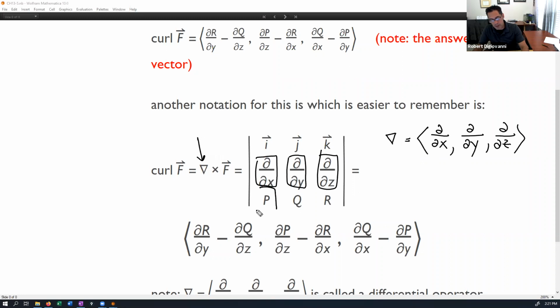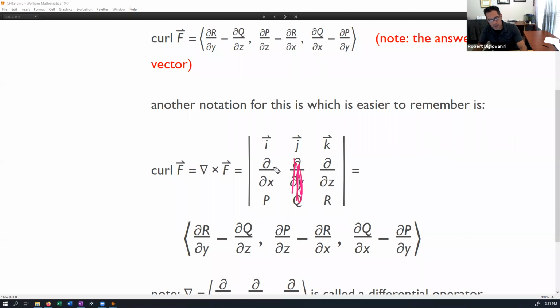So you do your P, Q, R field down here, and then you do the determinant. Remember how to do a determinant? To find the i, you cover this up, then multiply across here, subtract what you get when you multiply there. That right there is this. Then you do the same thing, cover this up, and do those two multiplied minus those two, but then you change the sign. Then you cover this up, multiply here, subtract, multiply there, and that'll be this piece.